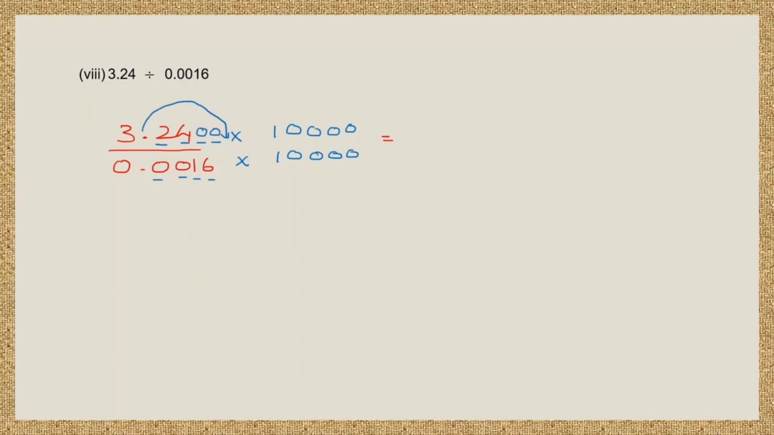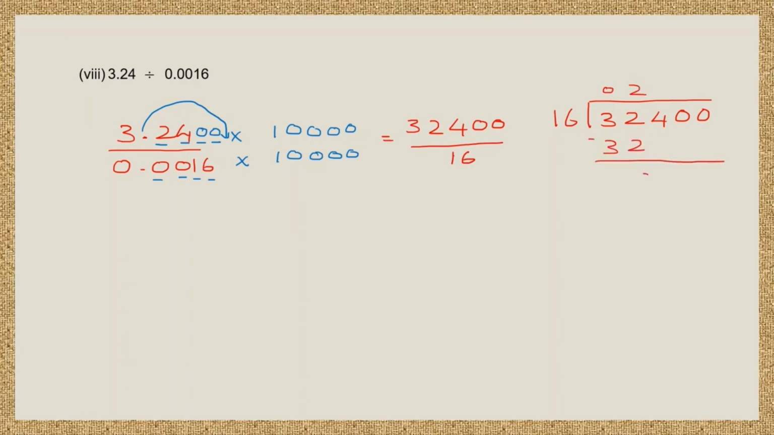So I have to put in 2 more zeros. So what is my question now? Let me put it down. 32,400. Now in the denominator, my point moves 4 places to the right and it becomes 16. So I'm going to divide 32,400 by 16. 16 twos are 32, minus, I bring down 4. 4 is smaller than 16. So I'm going to put a 0 and I'm going to bring the next number down.